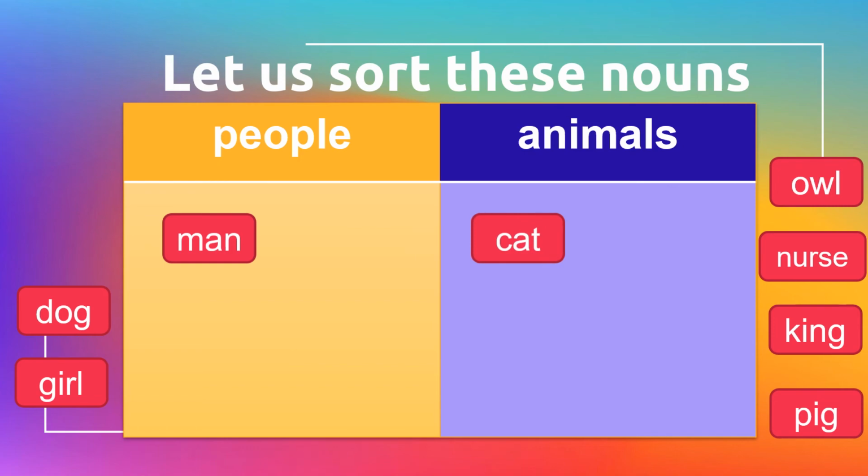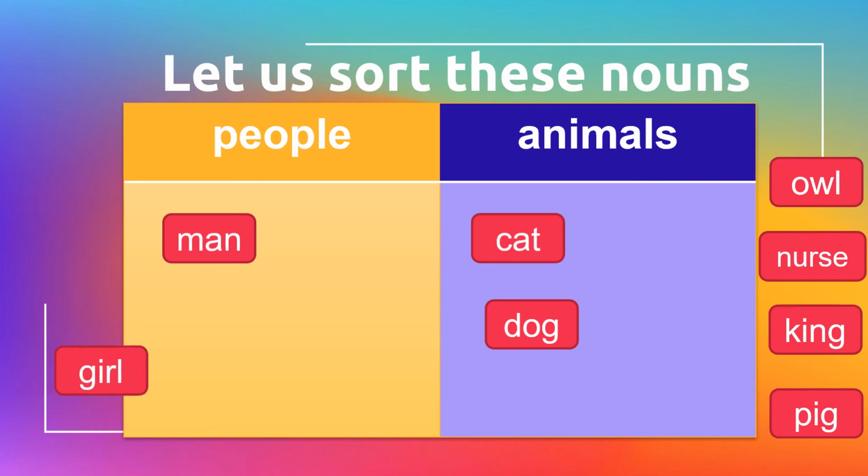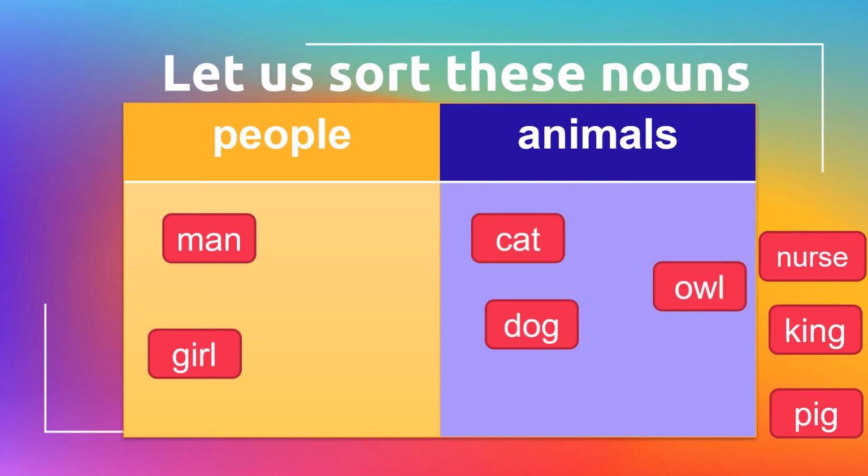How about the word dog? I'm sure many of you have a dog. And we know that a dog is an animal. Correct. What about the word girl? Is that word a noun used for a person or an animal? Girl is a person. Now we have the word owl. Owl, a type of bird. That is an animal. Good job.